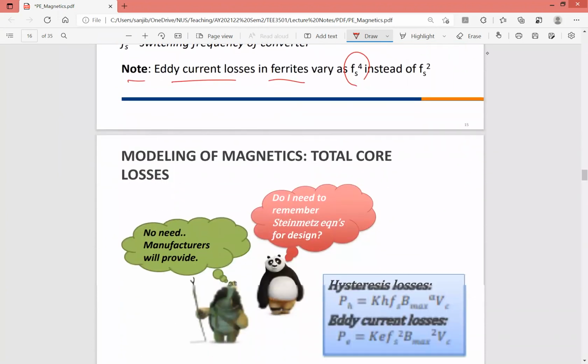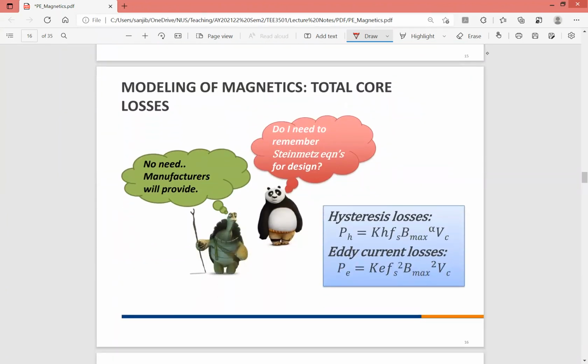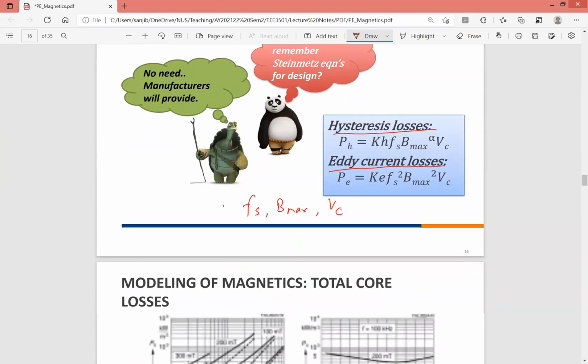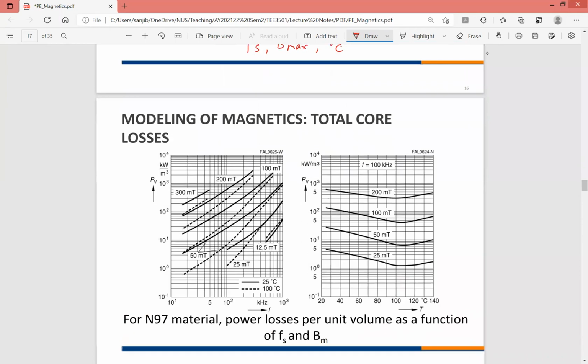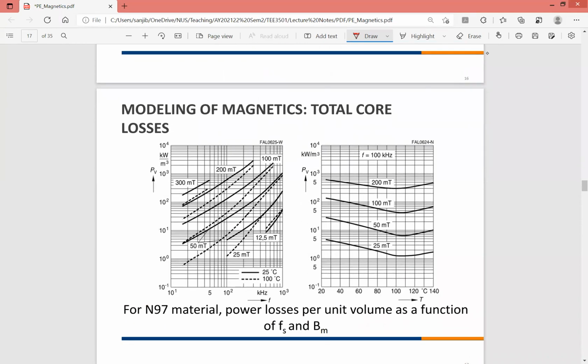Now, to summarize these two losses together, we see that there are two losses inside the core, and they are all dependent upon three quantities: Fs, Bmax, and of course the size or volume of the core. These three things decide the losses in the core. The losses are also temperature dependent.